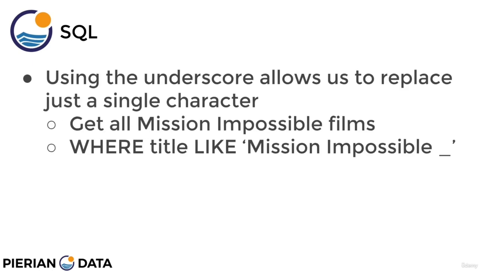Now, using the underscore allows us to replace just a single character. For example, let's imagine we were storing the Mission Impossible films and they were titled something like "Mission Impossible 1, 2, 3, or 4," etc. So we could do something like WHERE title LIKE 'Mission Impossible _', and the underscore just leaves a single wildcard place to fill in whatever number we're looking for.